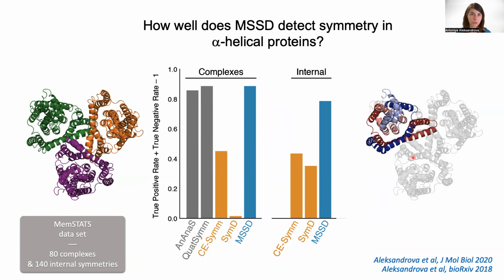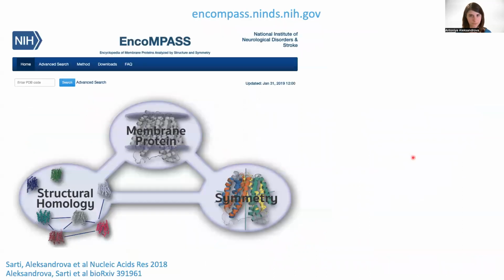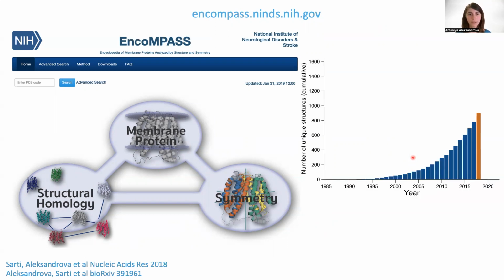Therefore, we proceeded to analyze all available membrane protein structures, and we built an automated online database to share our results. The first version of this database, called Encompass, was released in 2018. But recently, we underwent a series of major updates to allow for a greater coverage of the available membrane protein structures. We removed previously imposed restrictions on the resolution and the experimental method used to solve the structure.